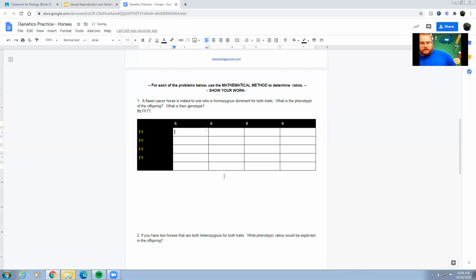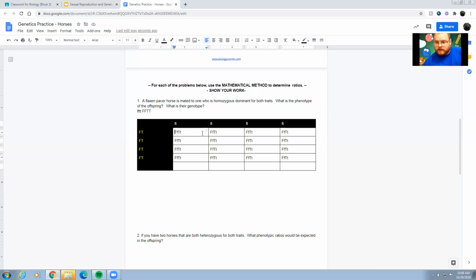So if we combine them, we end up with the genotype for all of the kids essentially being the same: big F, little f, big T, little t. So we're taking each of these and combining them. Control C and Control V. They're all going to look the same because they were both homozygous for opposite things.